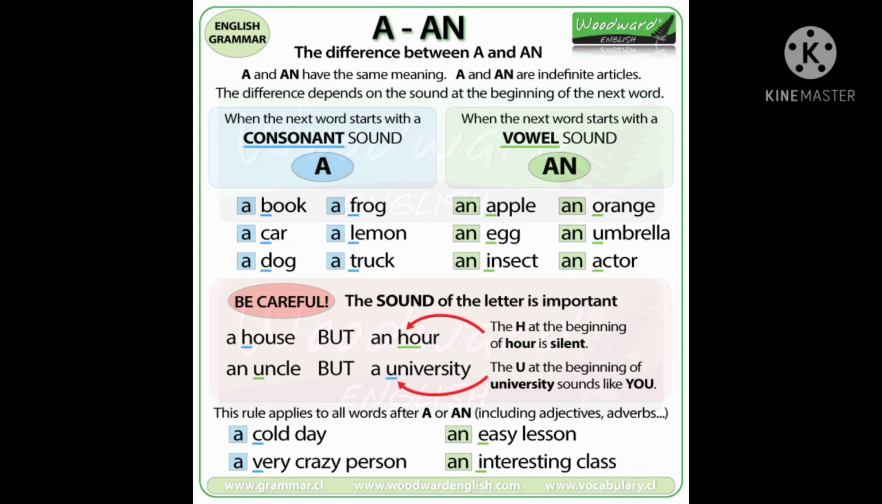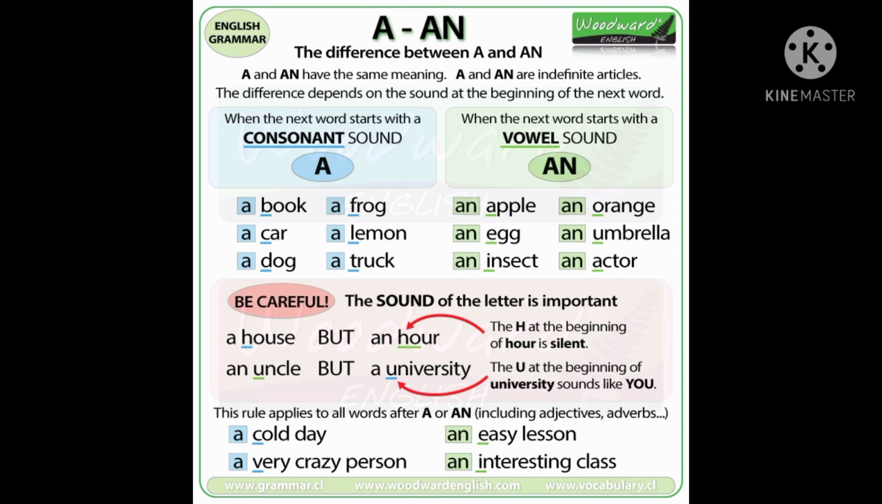But in case of hour, H-O-U-R, the H at the beginning of hour is silent. So the sound becomes our. Hence, we need to use an just because of the vowel sound. Similarly, the U at the beginning of university sounds like you. It's not a vowel sound. It's not uh, it's you. So in university, the vowel sound is not there. We are using a consonant sound, you. So we are using a before university.